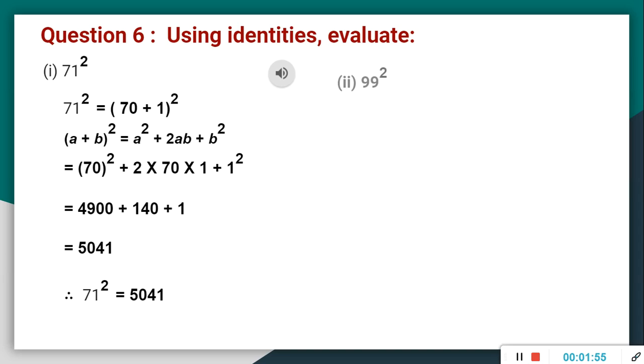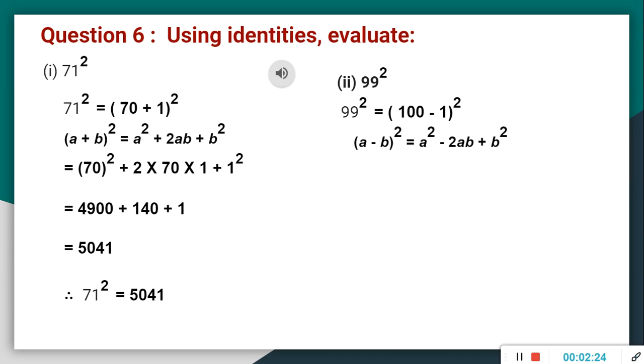Now the second one is 99 square. 99 is nearest to 100, right? So 100 minus 1 is equal to 99. So we can write 99 square is equal to 100 minus 1 whole square. Here we have A and B with a minus sign in between. That means our second identity, A minus B whole square, is equal to A square minus 2AB plus B square.